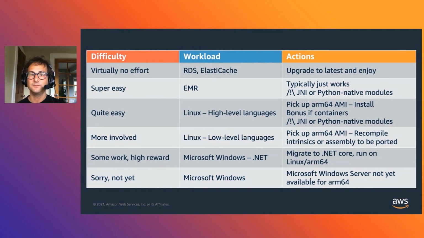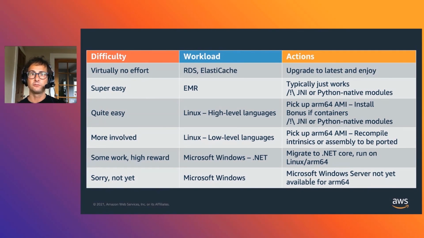Still quite easy. Any workload that would be running on Linux with high-level languages. You just need to pick up an ARM 64 AMI, install your application on top of it, and you should be good to go, because the architecture part of the support is done at the interpreter or the JVM level. Bonus, if you're using containers, that's going to make it even easier. You just need to generate an ARM 64 version of the container, and you should be good to go.